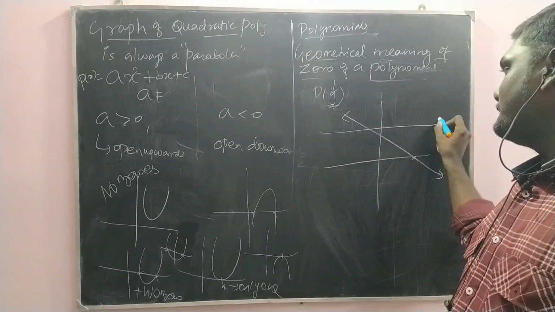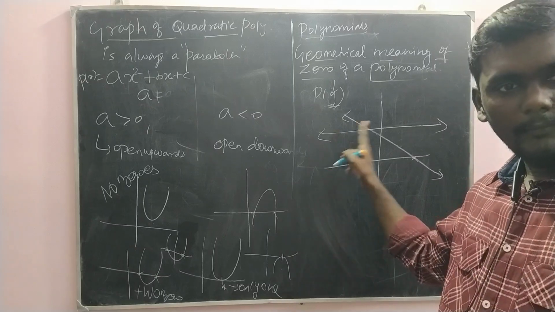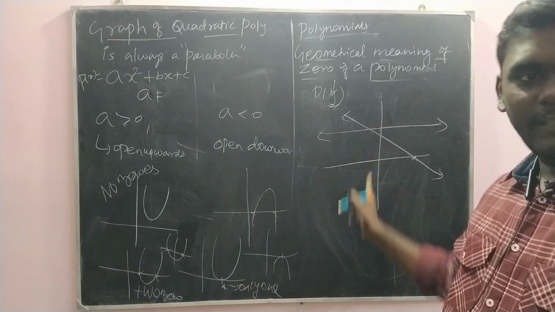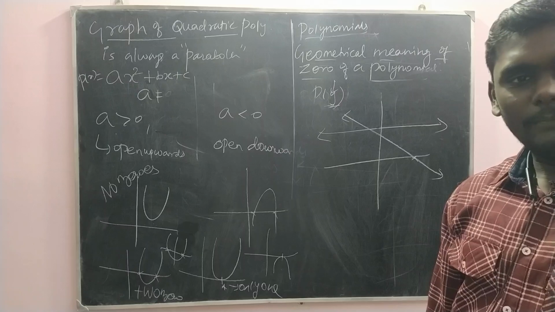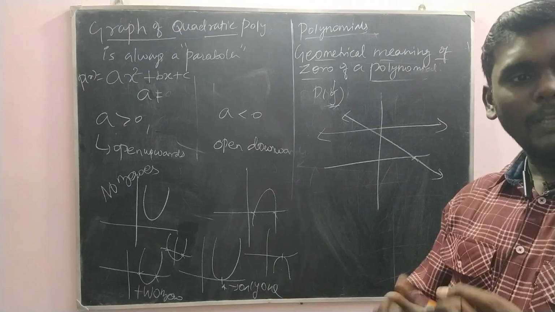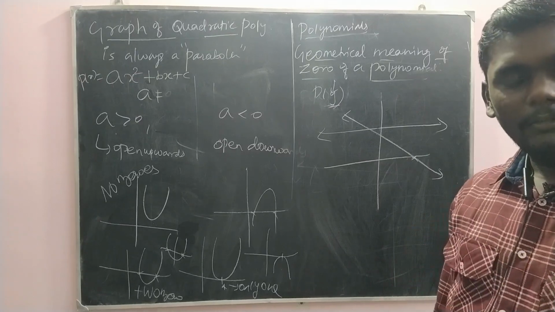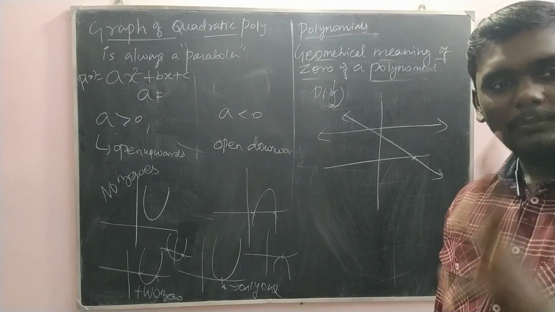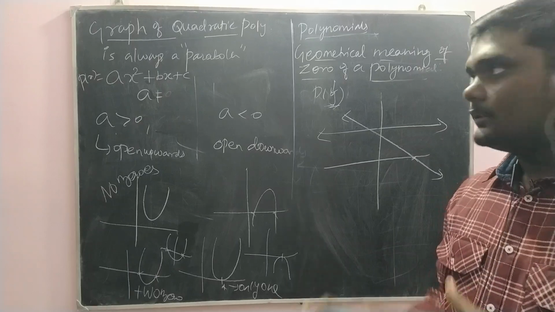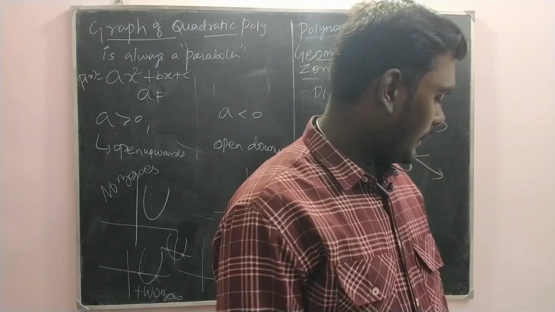What about this line? 0, because it is not intersecting the x-axis. Got it? So 0, 1. And then for quadratic 0, 1, 2. For cubic 0, 1, 2, 3. So it is at most 1, at most 2, at most 3. That is the meaning of the zero of a polynomial and the zero we see in the graph.